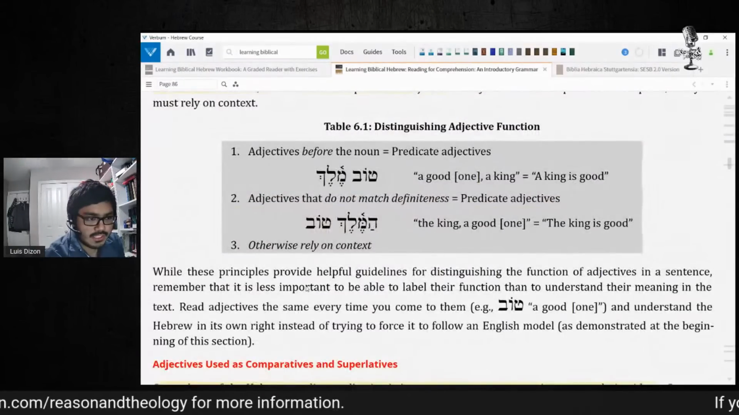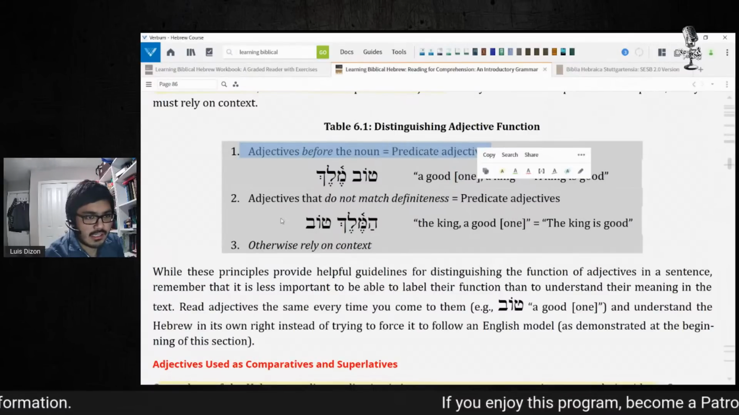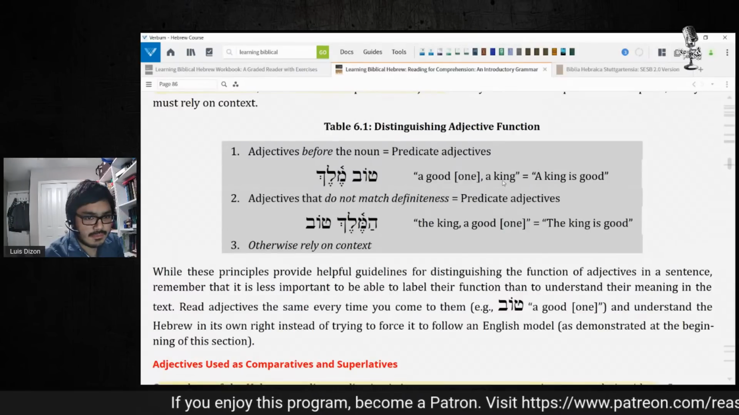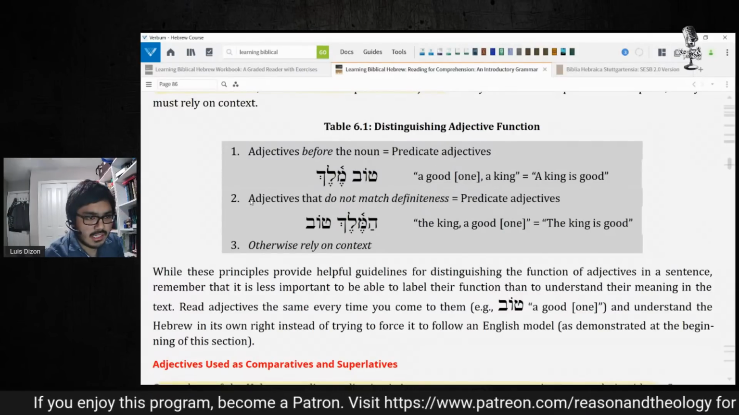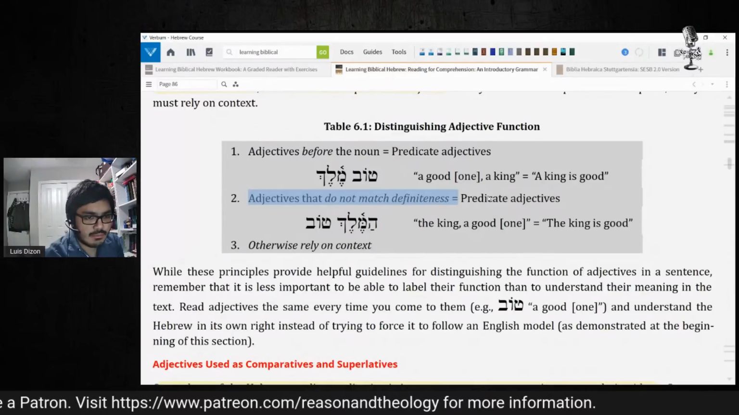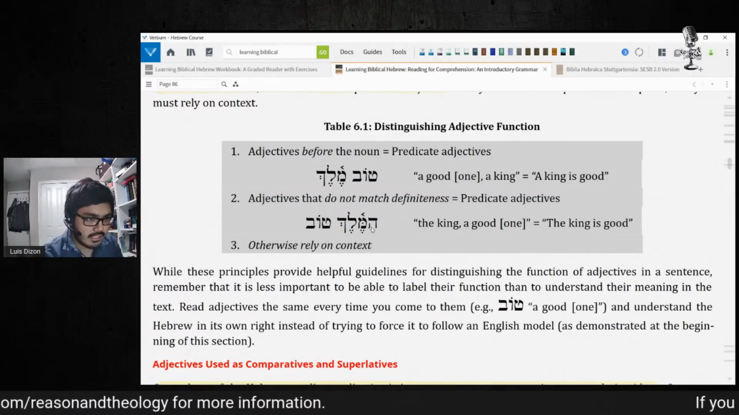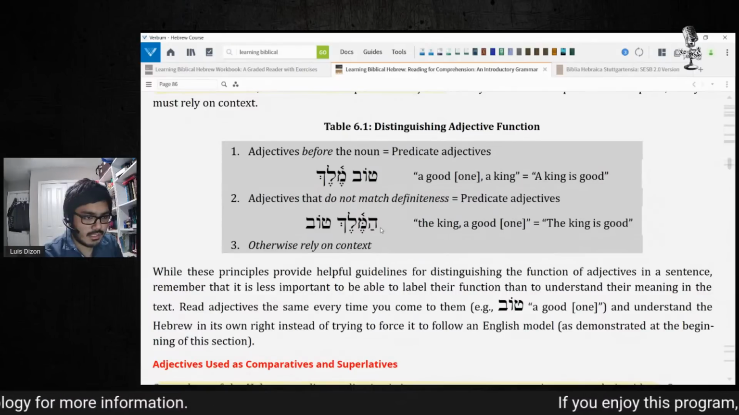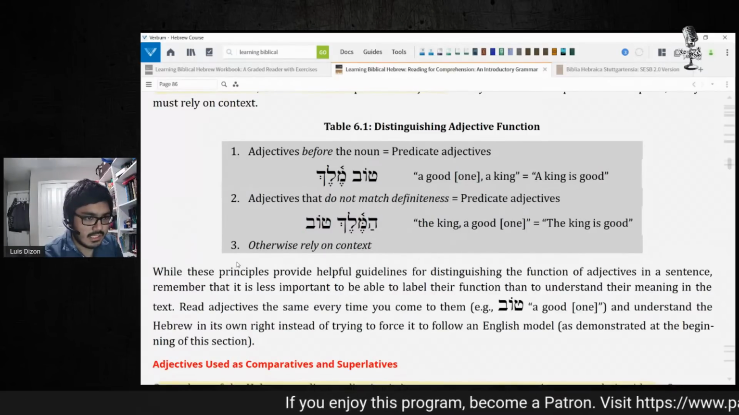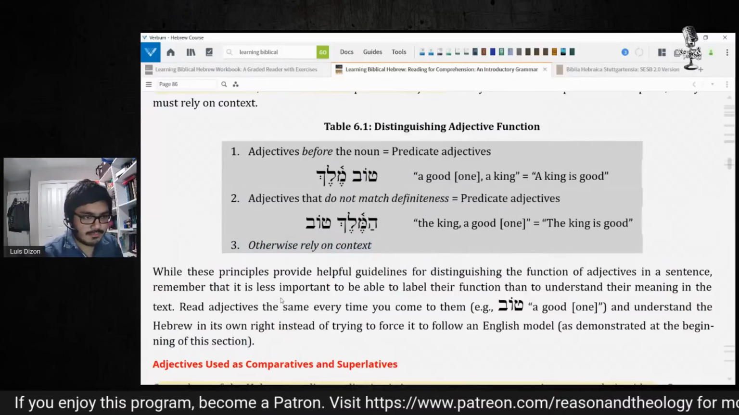So here's some rules for distinguishing them. Adjectives before the noun tend to be predicate. So tend to be predicate adjectives. So tov melech, a king is good. And then adjectives that do not match definiteness would also be a predicate adjective. Here the example is hamelech tov, the king is good. So otherwise, rely on the context.